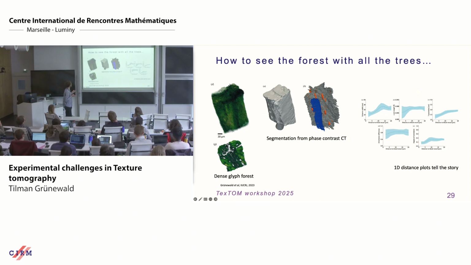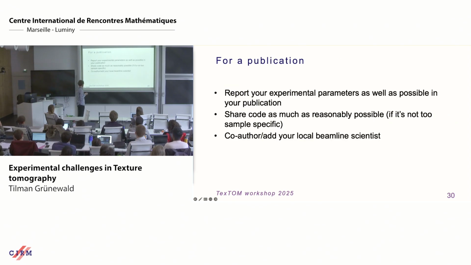I mean, this is a paper I did a couple of years ago. If you look at this forest of glyphs, there is not too much you can tell here. Even if you try to slice it into a 2D problem, it becomes clearer. But really segmenting it out and then plotting all these parameters as a function of distance made the whole scientific story so much clearer than looking at this glyph forest. So you really need to work on how to break down your data.